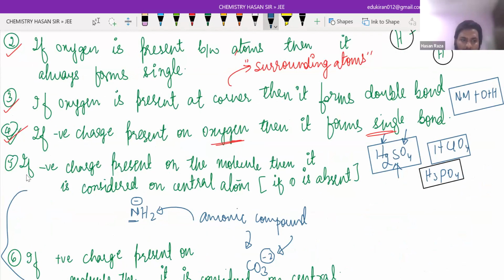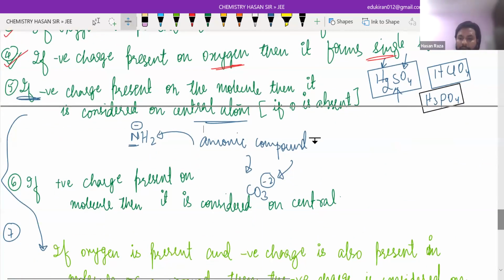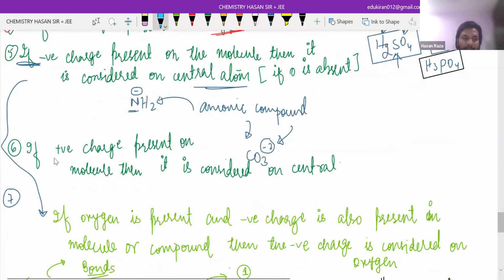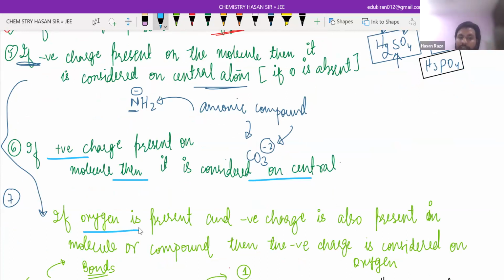You can see this rule number 5. If negative charge is present on the molecule, then it is considered on the central atom if oxygen is absent. If oxygen is not there, then that negative charge will be for the central atom. But if oxygen is present, then that negative charge is for oxygen. And if positive charge is present on the molecule, then it is considered on the central atom. And if oxygen is present and negative charge is also present on the molecule or compound, then negative charge is considered on oxygen. These are some rules from which we can easily draw the structure.